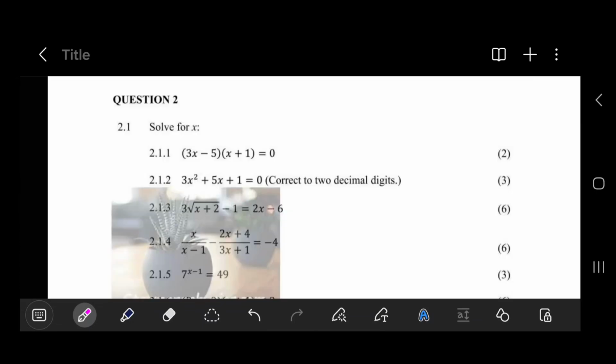Question 2 now requires you to solve for x. So 2.1.1, we've got 3x minus 5 and x plus 1 is equal to 0. Please do not multiply out these brackets. If you do, you will get a trinomial when you gather like terms, but you'll have to factorize that and you're going to end up with the same brackets again. Instead, what they've done is they've already factorized for you. So all you have to do is take each bracket and equate it to 0 separately and solve for x.